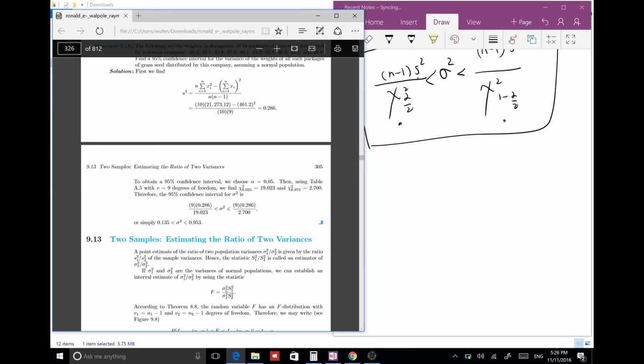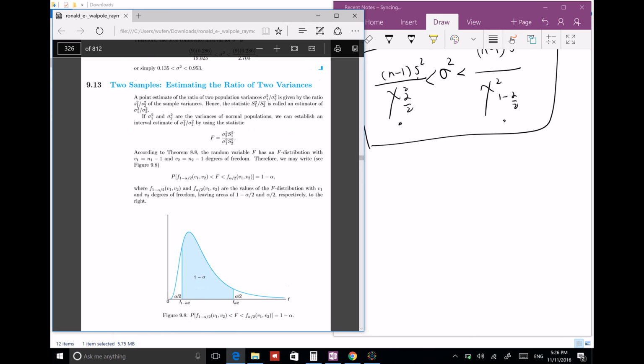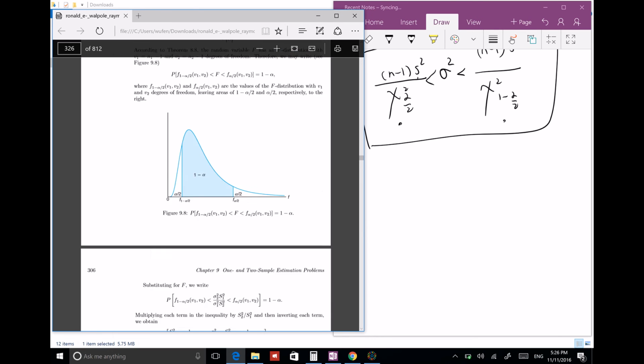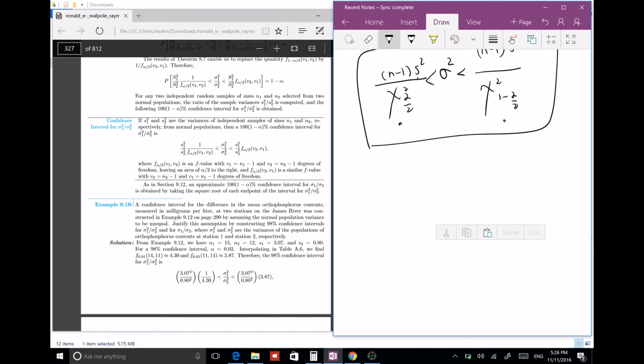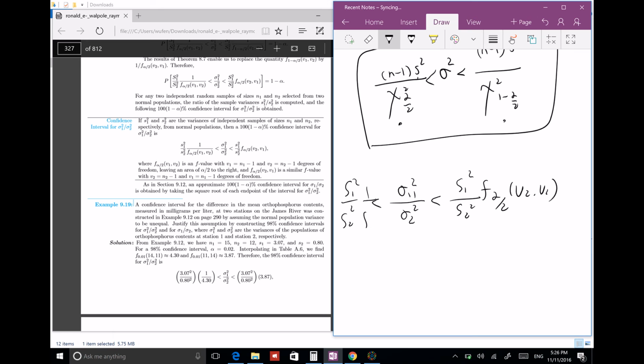And also 9.13 is the ratio of two variances. Basically, use the F distribution for the ratio distribution. So sigma 1 squared over sigma 2 squared is the ratio, and it's less than s1 squared over s2 squared times F alpha over 2 with v2 and v1. I will explain how to use StatCrunch to work on all of these problems.